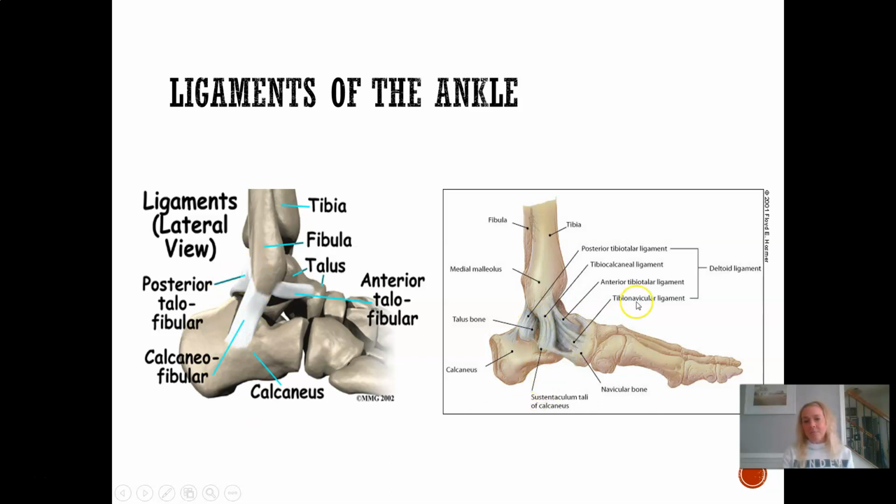This is the medial aspect of the ankle. This is collectively known as your deltoid ligament, and that is your major support for the medial portion of the ankle. You can absolutely sprain the medial portion of the ankle, just more likely to sprain the lateral portion of the ankle.